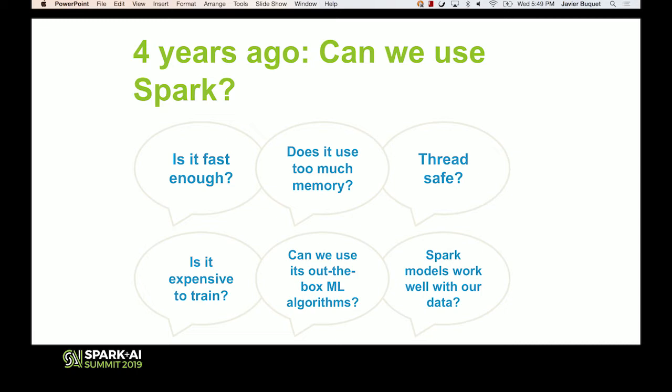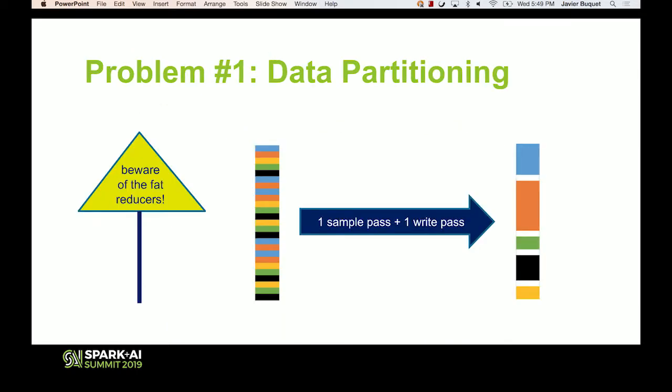Can we ship out-of-the-box ML algorithms? And do these SparkML models actually work well with our data compared to the solution we had before? And the spoiler alert: the answer to all these questions is yes. And let me go through a few of the problems we had.